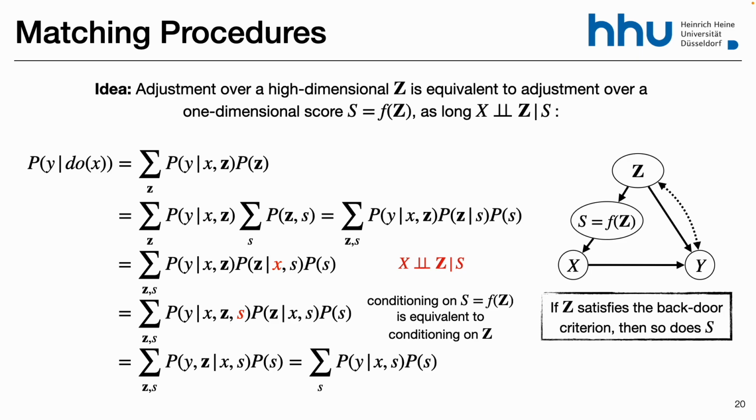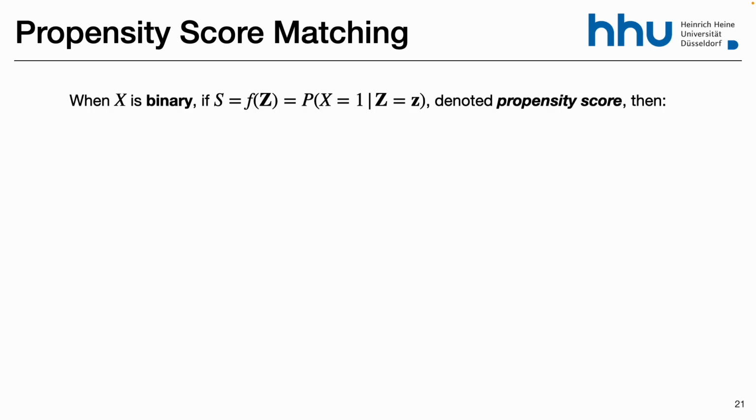Okay, so now they have this idea of reducing this whole set Z into this S, which is one-dimensional. And if Z satisfies the backdoor, then S is going to satisfy it as well. And now we have to choose which function it is going to be. If X is binary, it's easy to prove that S can be exactly the propensity of receiving the treatment given this set of covariates. That's why it's called the propensity score: the probability of receiving the treatment given that you have a set of covariates. It's your propensity to receive the treatment.